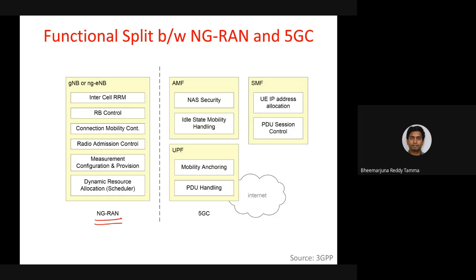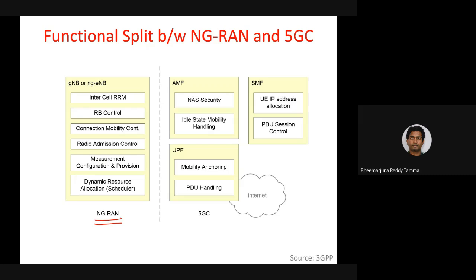So the NG-RAN does something called inter-cell radio resource management. When there are two base stations in the neighborhood of each other, the sharing of the radio resources for cell edge users is done by the G node B. And the other one is radio resource block control. RB stands for resource blocks. I will talk about maybe next week what a resource block is and how they can be assigned to the users. These are nothing but time-frequency resources that are allocated to the users for both uplink and downlink data transfer.